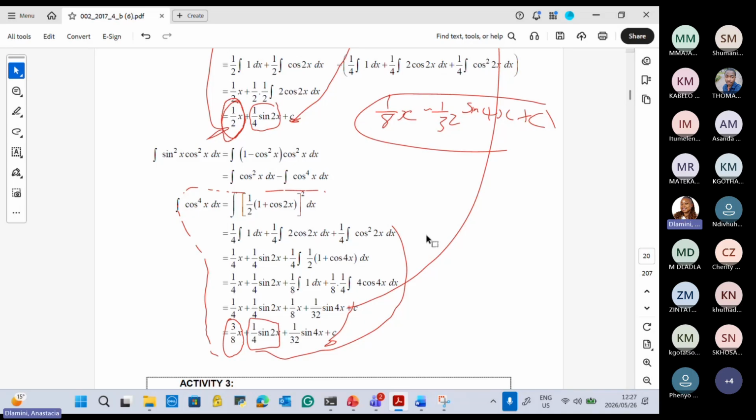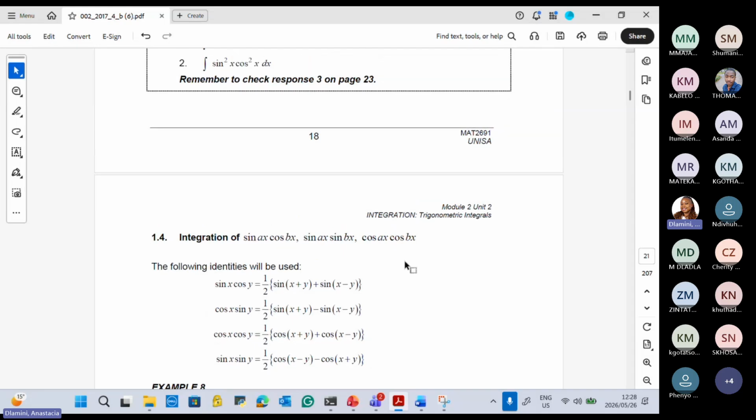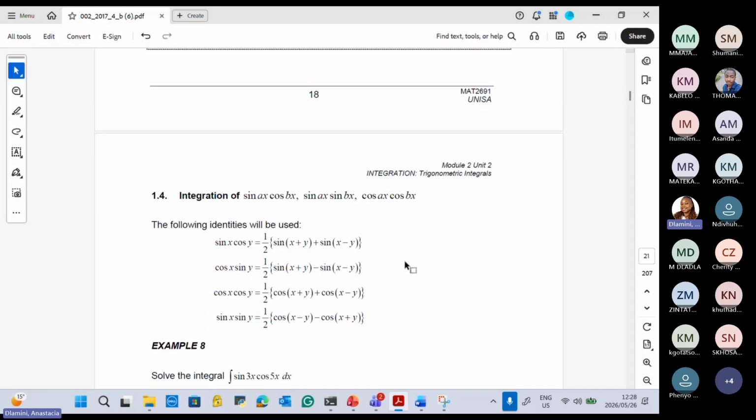Hey, we're not done. So let's look at the integrations where you have sine ax, sine bx. What am I saying? Sine ax cos bx, sine ax sine bx, and cos ax cos bx. So they say that if you have something like this, these are the identities you are going to use. Look at the identities, guys.